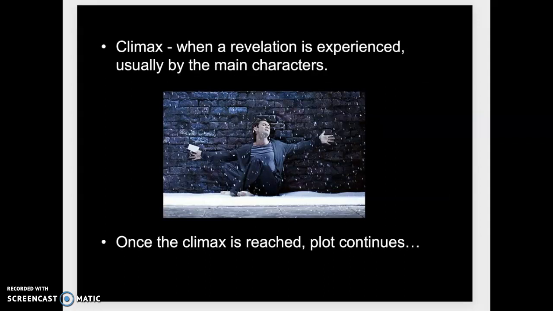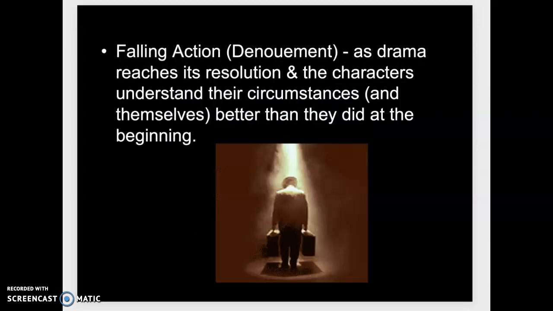The climax is when a major revelation is experienced, usually by the main characters, right? So this is the culminating moment of the story. Once the climax is reached, the plot continues, but we don't call it rising action anymore. We call it falling action, right? Or the French call it the denouement. As the drama reaches its resolution and the characters understand their circumstances and themselves better than they did at the beginning, we have the falling action and the resolution of the play and the story. So that's how we map a plot. Part of your analysis will be to identify the plot and follow a quick map of the plot.